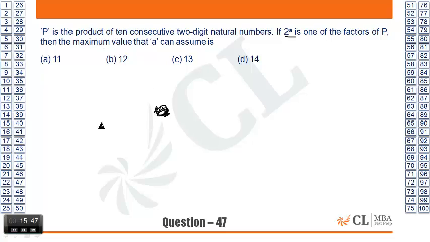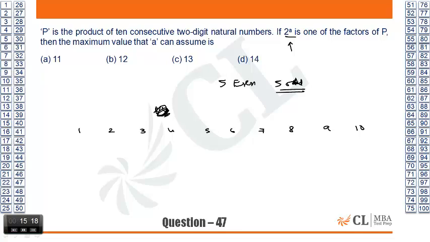P is a product of 10 consecutive numbers. So let's say 1, 2, 3, 4, 5, 6, 7, 8, 9, 10 are the numbers here. 10 consecutive, which means what? If 2 raised to a is one of the factors of P, then we need the maximum value. With 10 consecutive numbers, it doesn't matter, there will always be 5 even numbers and 5 odd numbers.